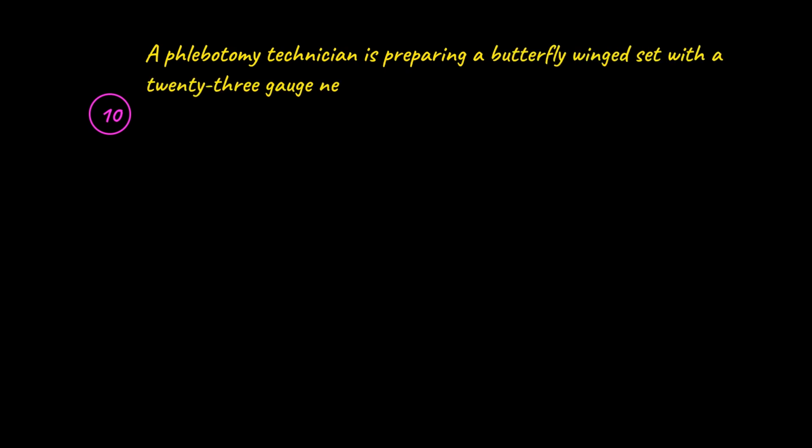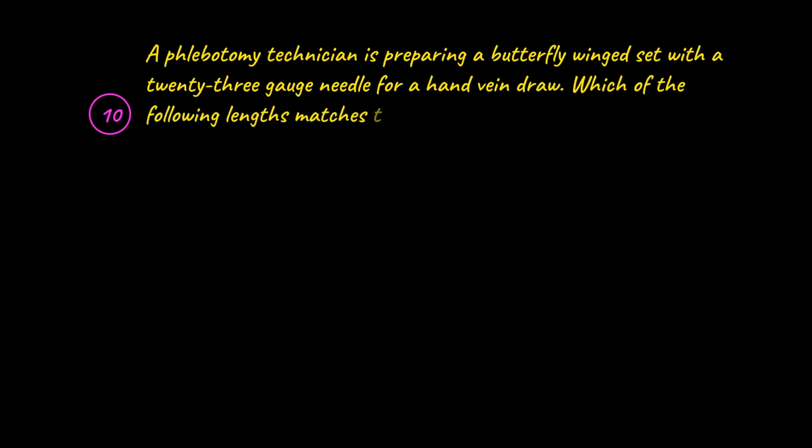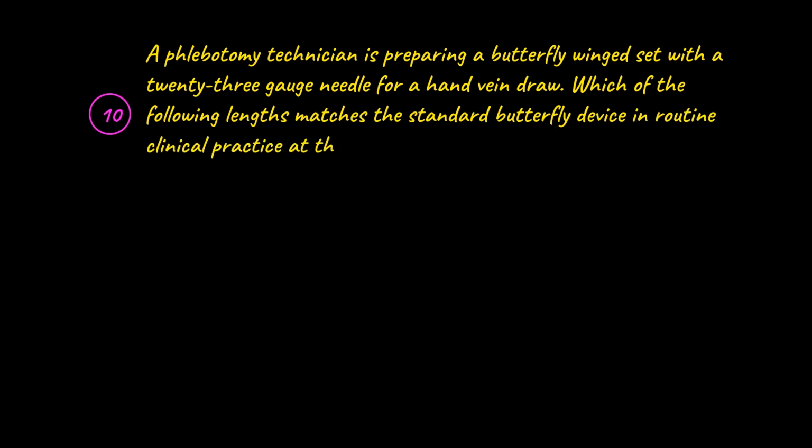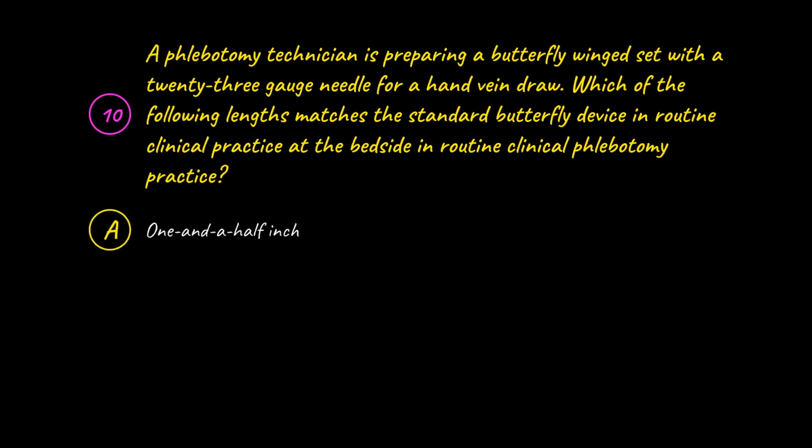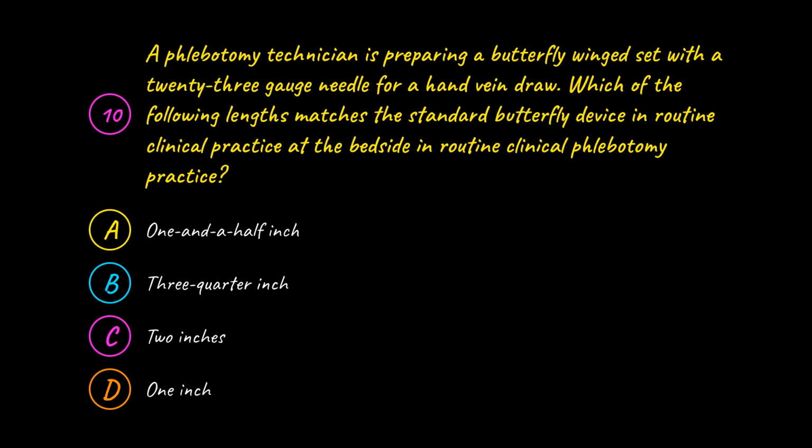Question 10. A phlebotomy technician is preparing a butterfly wing set with a 23 gauge needle for a hand vein draw. Which of the following lengths matches the standard butterfly device in routine clinical phlebotomy practice? Your options are A. 1.5 inch, B. 3/4 inch, C. 2 inches, D. 1 inch. Take a second. Which answer would you pick?